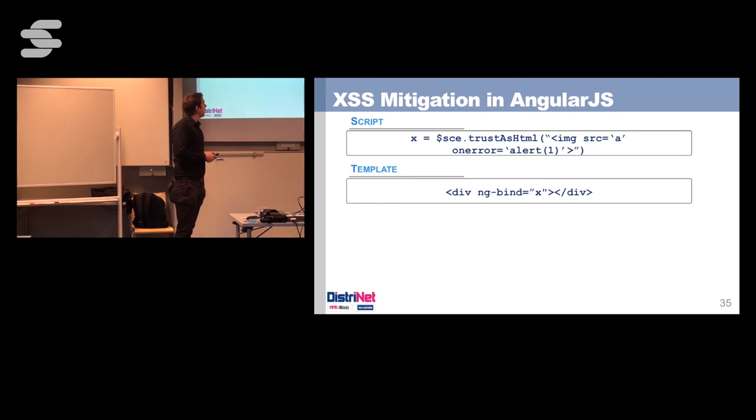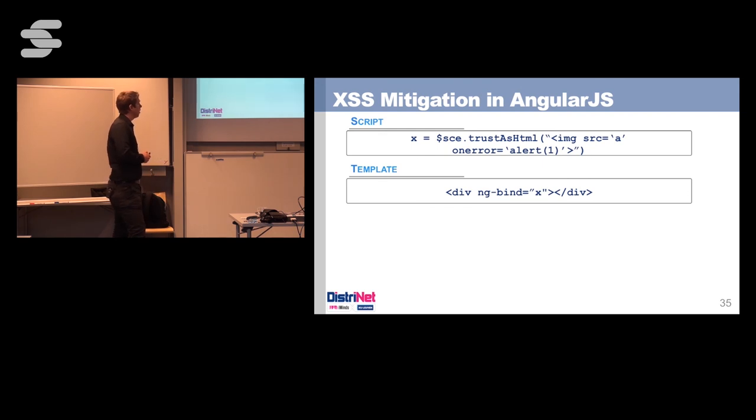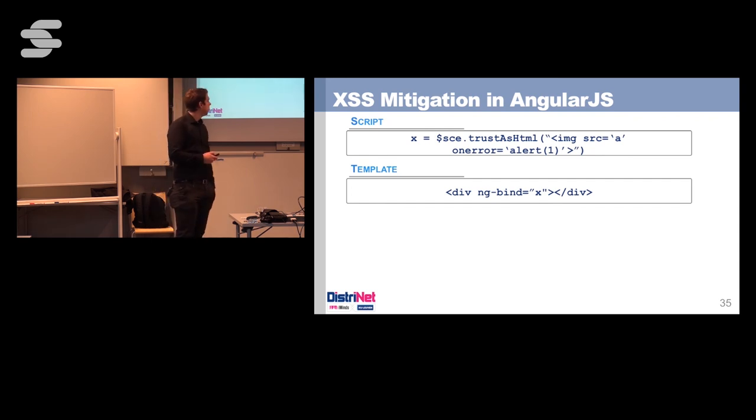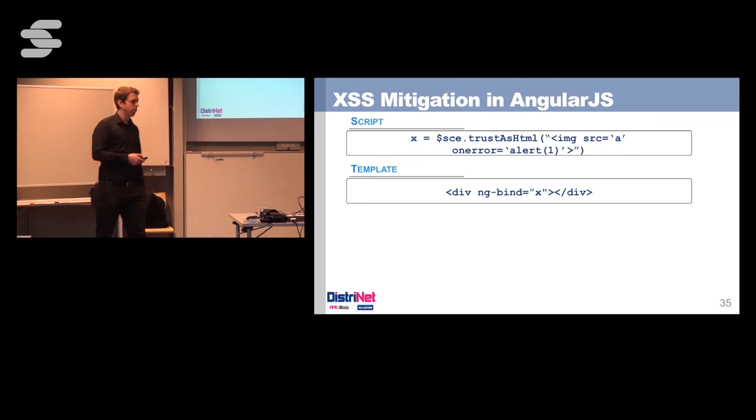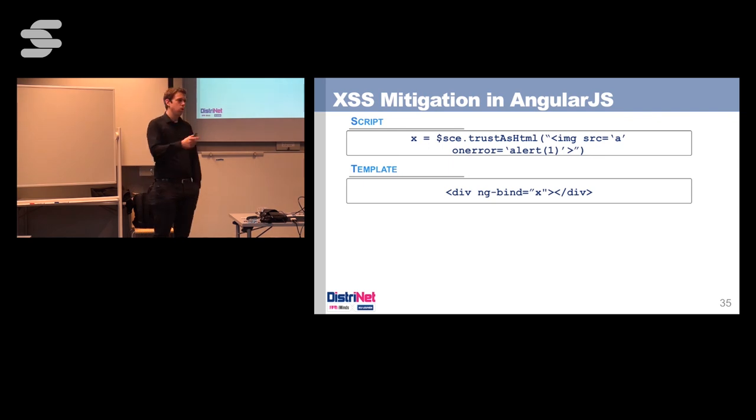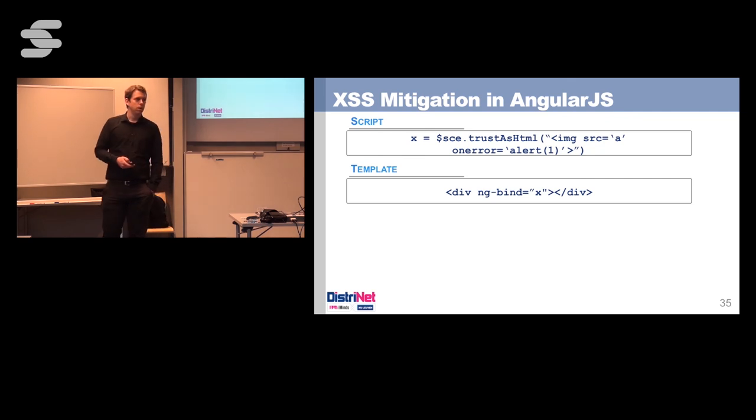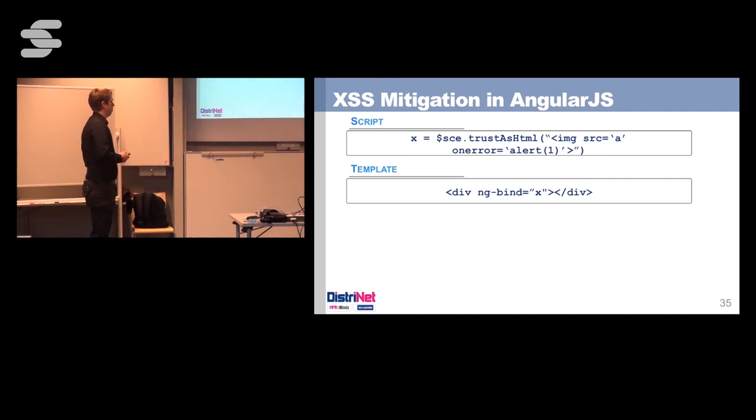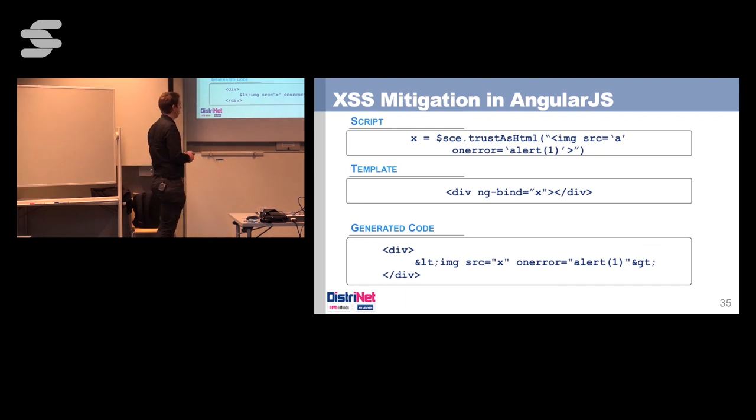Okay, now we're getting close to shooting ourselves in the foot. The SCE service, the strict contextual escaping, has a function trustAsHtml. When I looked it up for the presentation, the documentation was quite unclear, and I had to figure out what it did. Essentially, it allows you as a developer to say, I know this is HTML code and I know it can be trusted, so I definitely want to use it as HTML code. But we have ng-bind, so this will not produce dangerous code. It's escaped for HTML, so that's a good thing.